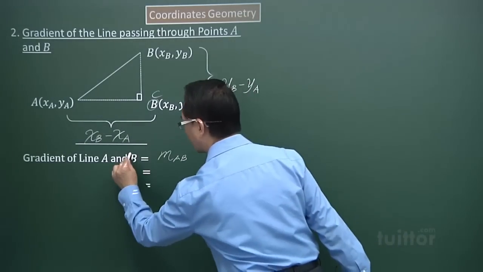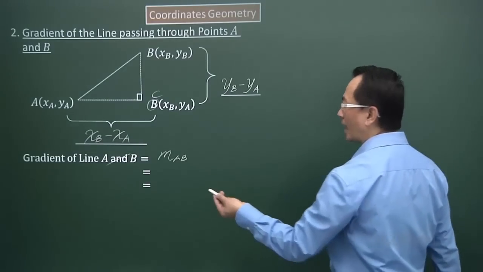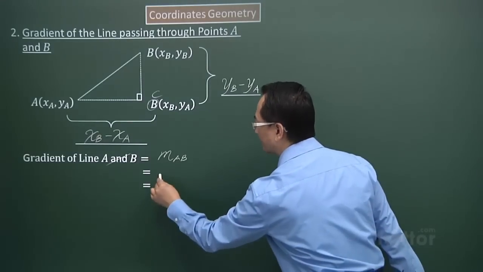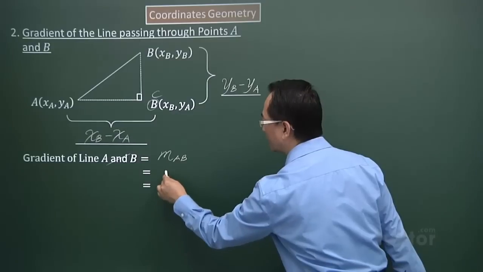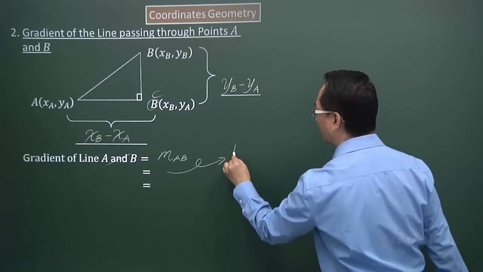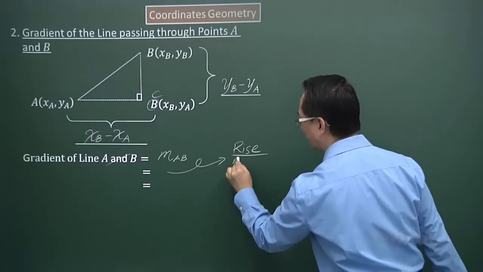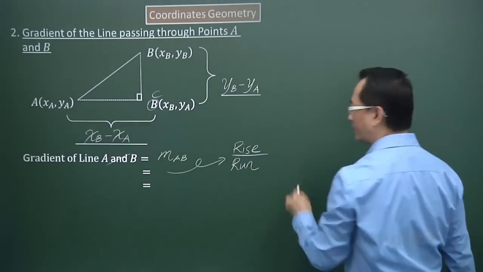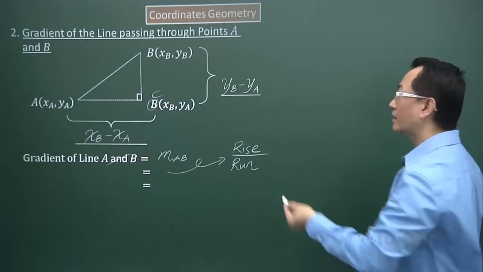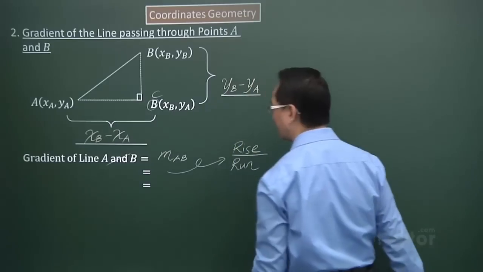Gradient of line AB. So the formula for this would be rise over run. This is rise, this is run.